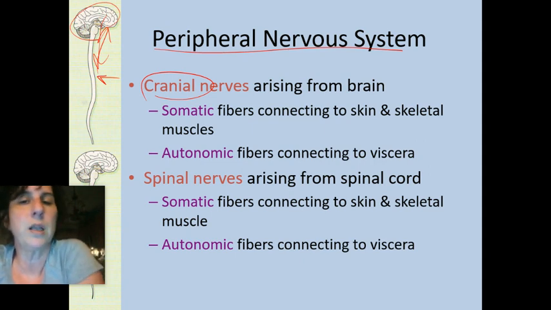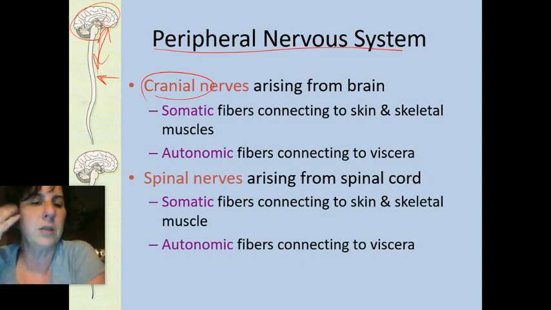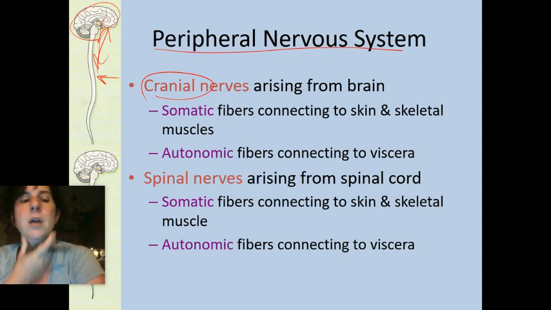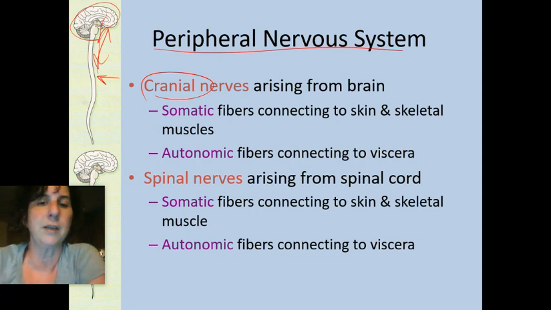Those that come directly off the brain themselves, so they're not linked to the spinal cord. They come straight from the brain and feed into places like the face, and they can be sensory, coming into the brain, or motor, going back out. Most of the cranial nerves are in the face region, but some go down into the neck, and one cranial nerve goes all the way down into the thoracic and abdominal cavities. Spinal nerves come off the spine.